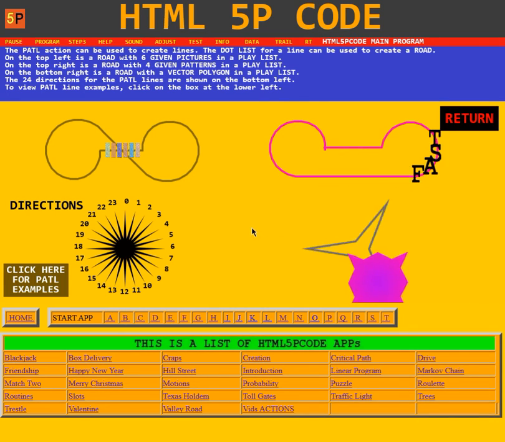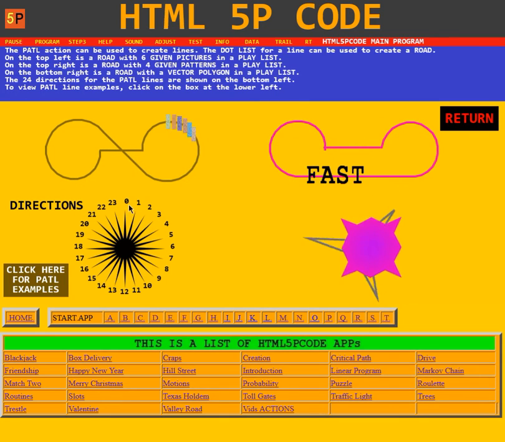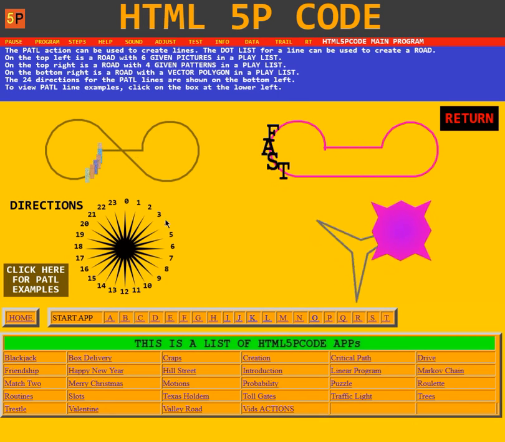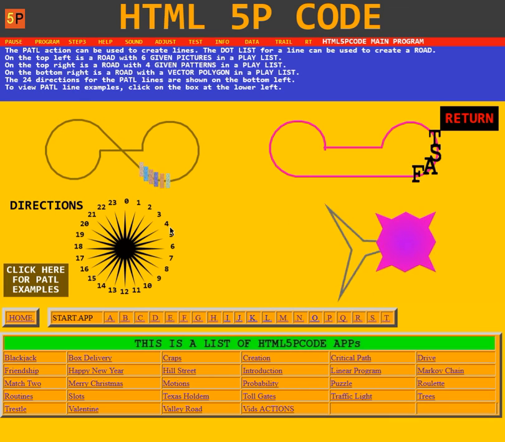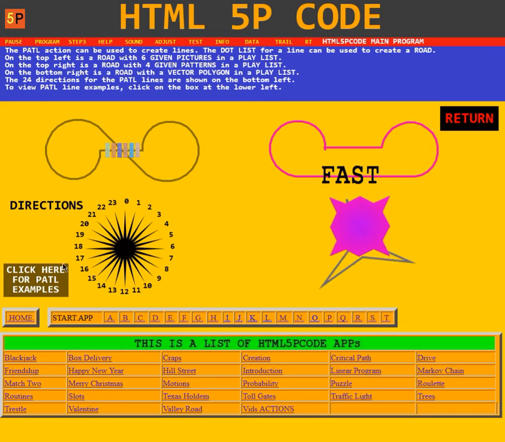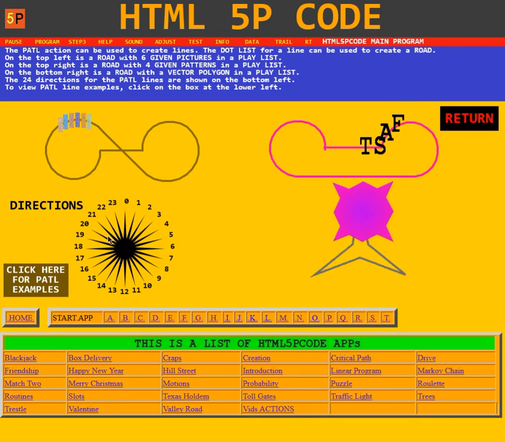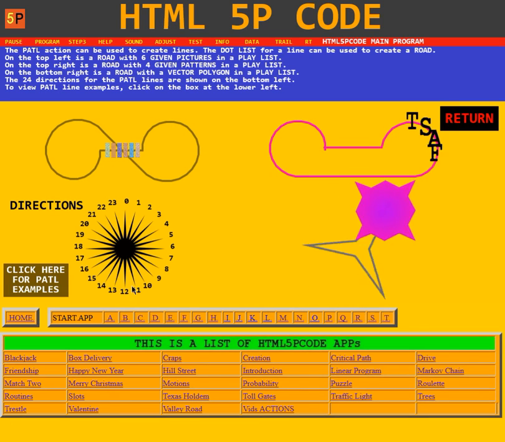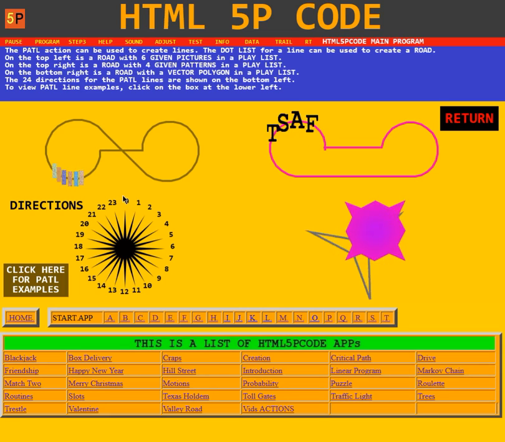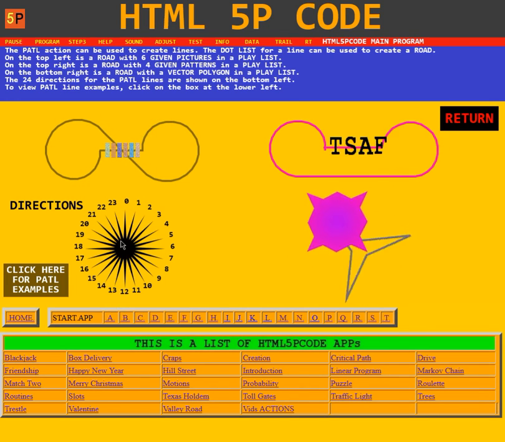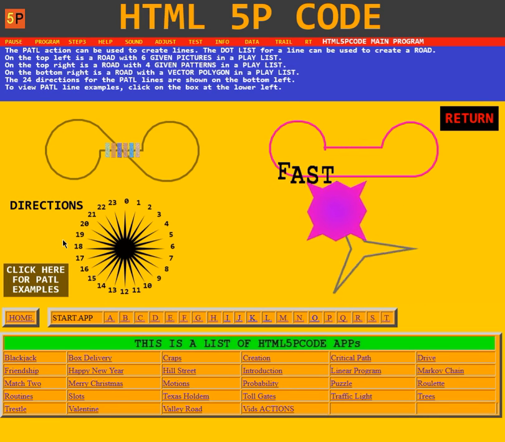Okay? Now, the Pat L action does not have 960 directions, as did the making of polygons by using vectors. When we used vectors, we had 960 different directions. But the Pat L action only allows for 24 directions. Here, 0 is straight up, 6 is to the right, 12 is down, and 18 is to the left.